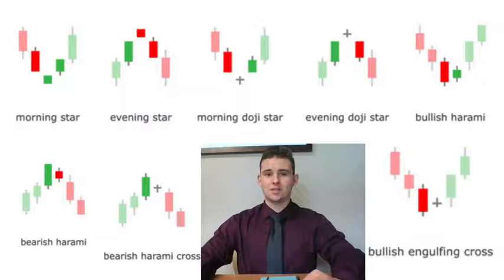The evening star, which kind of goes along with nighttime, you know what happens at night, which is also when what goes down, the sun goes down along with the stock. So the evening star happens at the beginning of a downtrend.